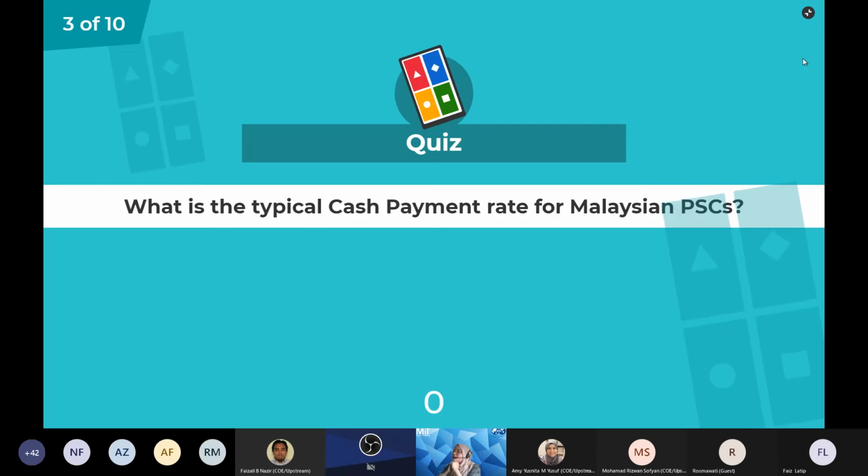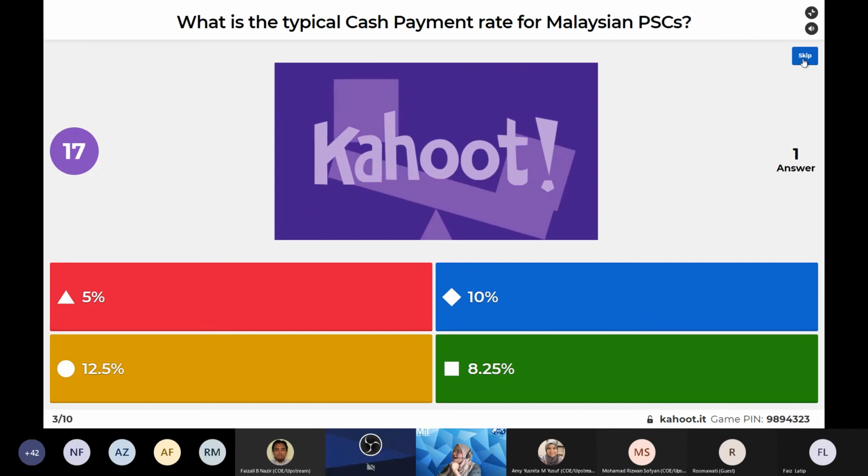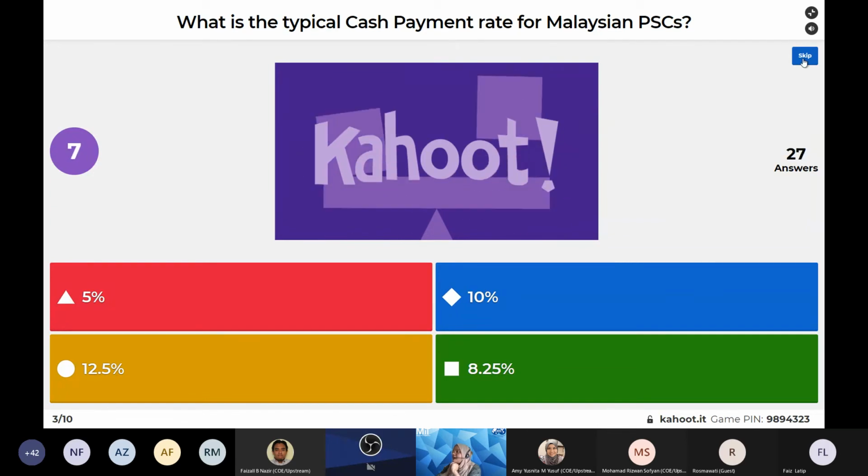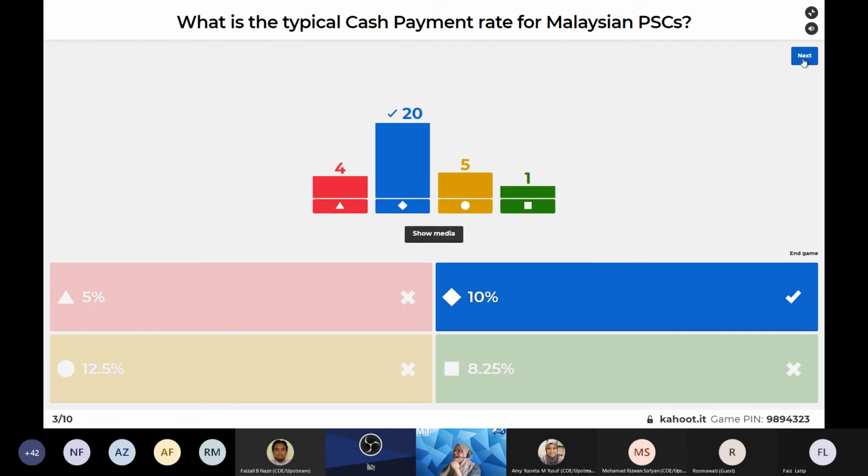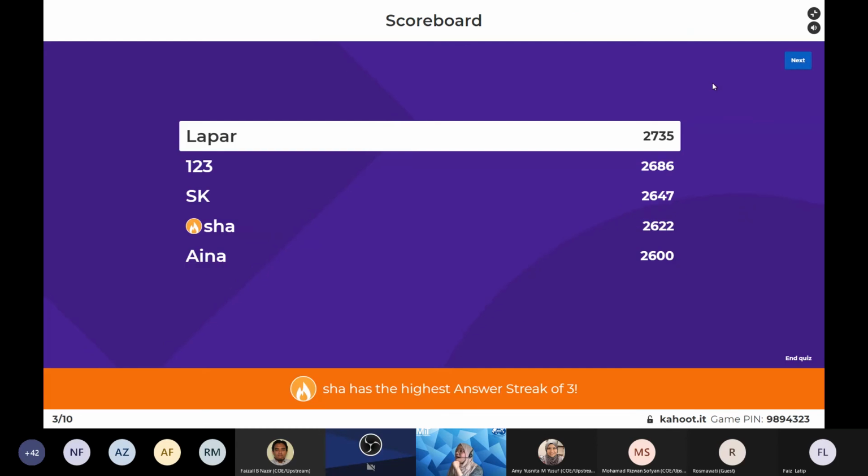Okay. What is the typical cash payment rate for Malaysian PSCs? Starting to see numbers here. Is it 5%, 10%, 12.5%, or 8.25%? And then it's 10%. Lapar is still leading with 1, 2, 3 SK, and then we have a new entry from Shah here.